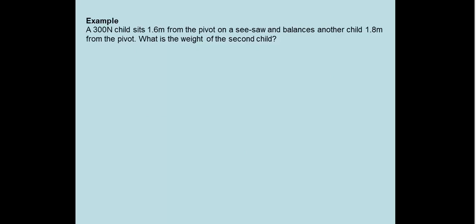We have an example. A 300 Newton child sits 1.6 meters from the pivot, balancing another child 1.8 meters from the pivot. What is the weight of the second child? In general, problems will give you 3 of the 4 quantities of the forces and the distances, and you will be asked to work out the fourth. So, from this expression, we know that the weight of the second child is given by this expression.